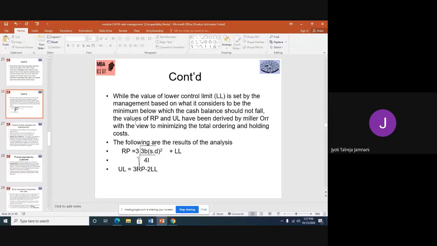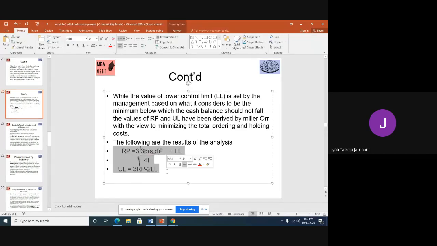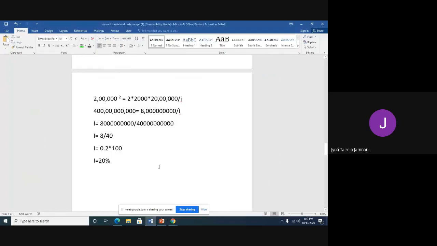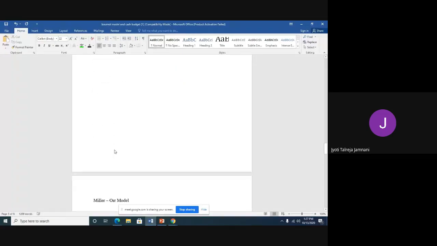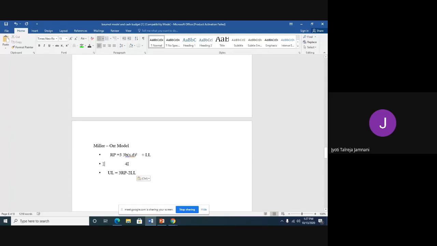So we'll do Miller-Orr model sums today. At least 1 or 2 I'll try to solve. Okay, so let's go to our word file. These are the formulas. Didn't get copied well.